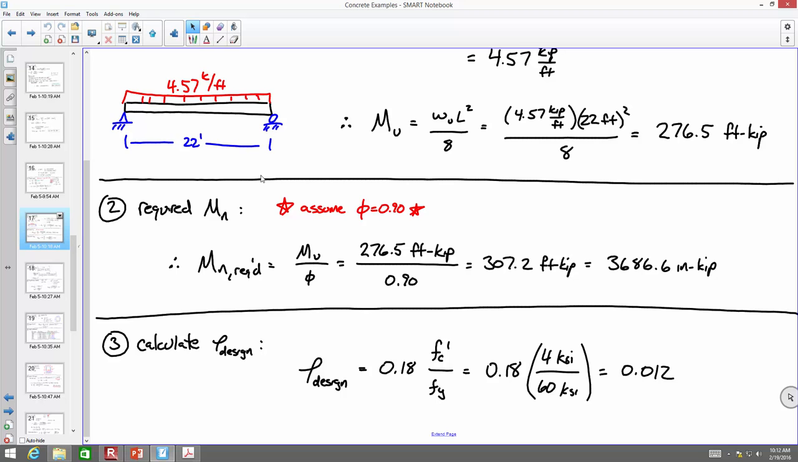In all honesty, your efficiency should be in the 90s. It really should be. Okay. I used 0.18 fc prime over fy, and I got 94.6. I literally used this row value for design. That's what I used. And I got about 90. It was either 94.6 or 96.4. I can't remember.